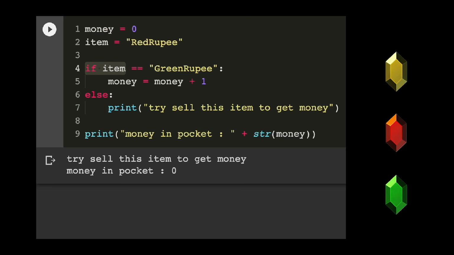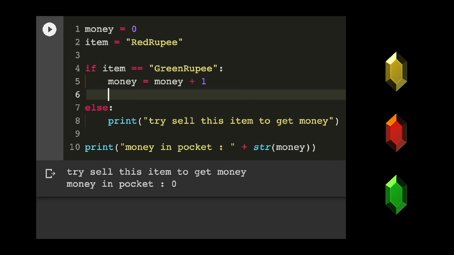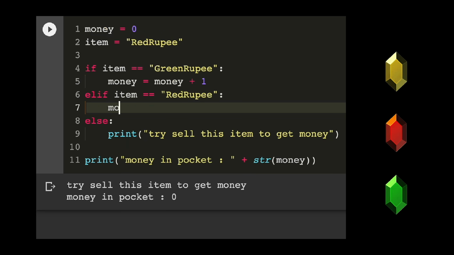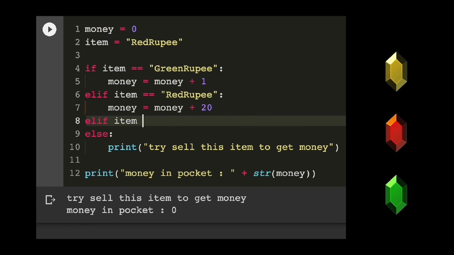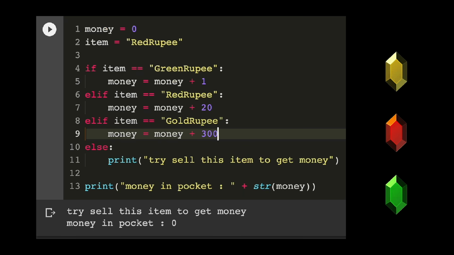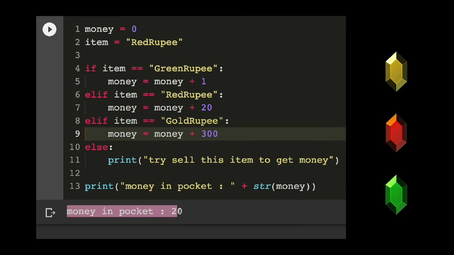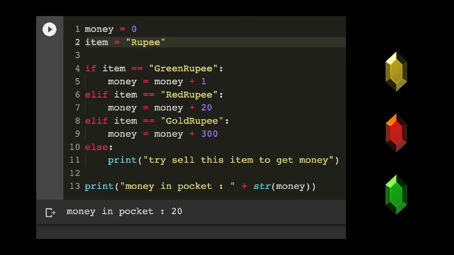One easy way is to use the elif statement, which stands for else if. You can think of elif as an additional checking of condition in between if and else. In our case, if the item is not a green rupee, rather than directly skipping to the else part, we can use the elif to check if the item is a red rupee, and after that, another elif to check if the item is a gold rupee. In summary, the elif statement gives us more conditions to evaluate in the process of decision making.